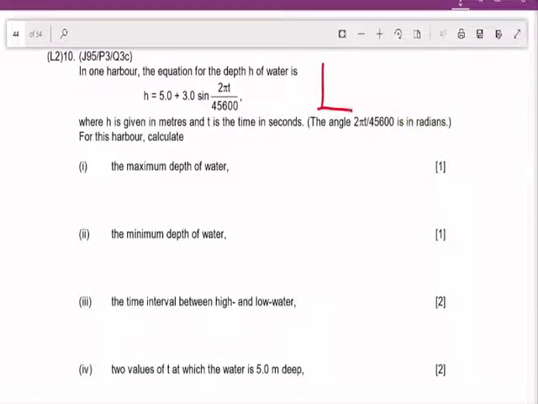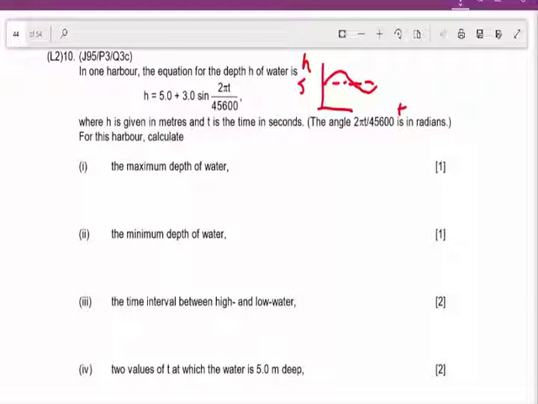Let's say this is the depth here, there's a 5 here, and you add on a sine term. So this is h, this is t, and this is 5. So you add on a sine term here, something like that. The sine term is added on to it. So this is how the depth varies with time.